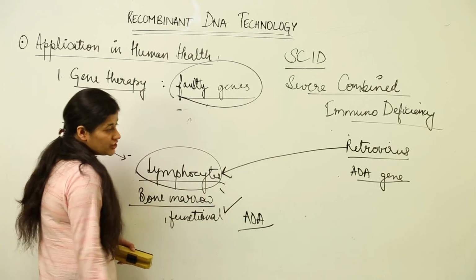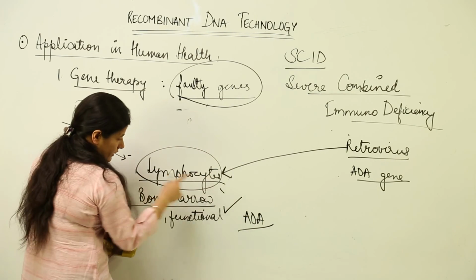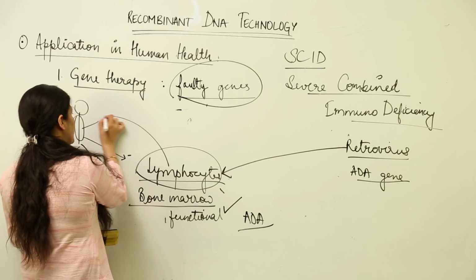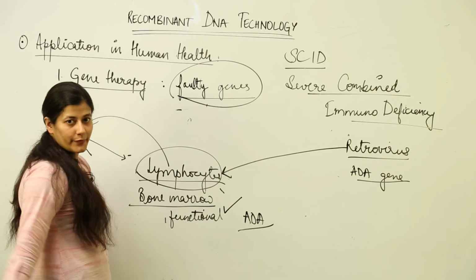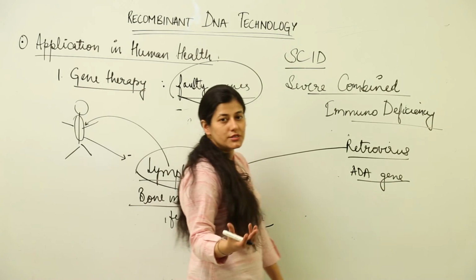Where from they got the gene? They got the gene from the vector. Now, they produce ADA. Now, they can be put back into the patient. Okay, and now the patient can produce the lymphocytes.